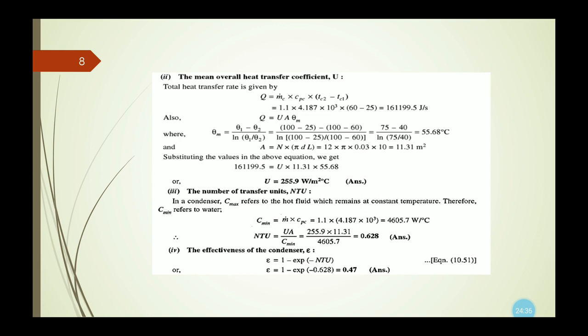Now if we use the equation of the NTU, that is UA divided by C min, and as all the values are known to us, or we have calculated them in this numerical in the earlier steps, we can put all these values here, and the final value of the NTU, the number of transfer units, we are getting as 0.628.